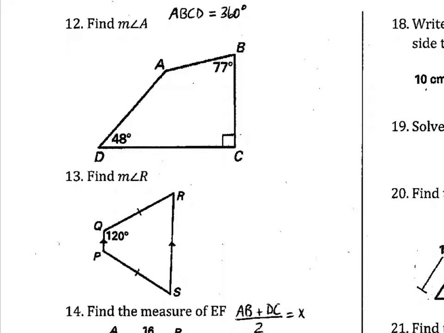For number 12, we want to figure out the measurement of angle A. That is this angle right here. How many degrees would it be? Here's a key note Mr. Heppner wrote in here: this quadrilateral equals 360. So you know what 3 of the angles are, you figure out the 4th.